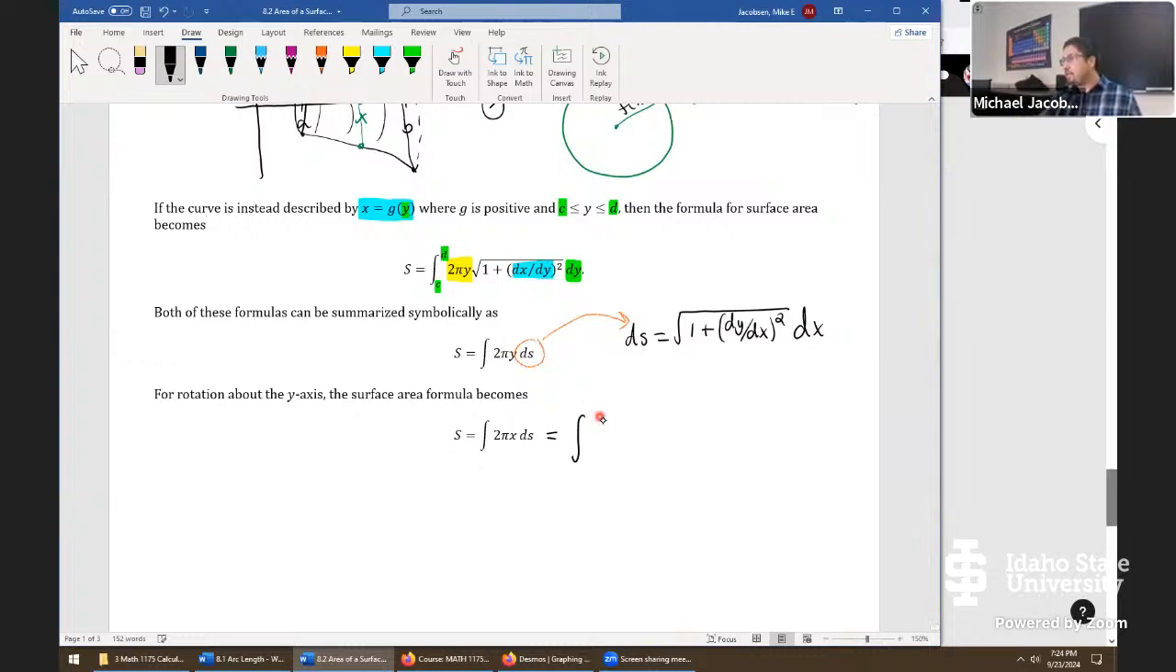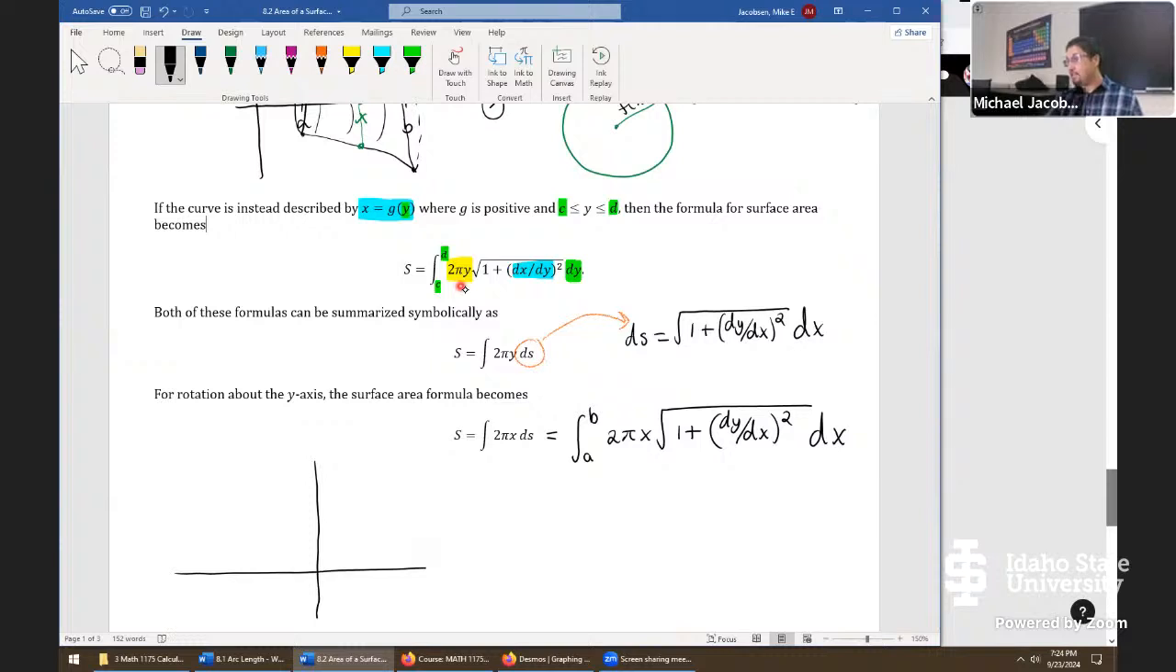You're going to be integrating from some a to some b, 2 pi x times the square root of 1 plus, it's either dy/dx or dx/dy. That's the more typical one, like we'll see in the homework problems. But notice there is a big change this time. It's 2 pi x, not 2 pi y. Let's draw just a quick diagram to show what's happening with that.